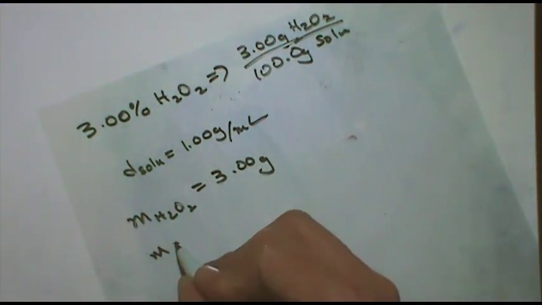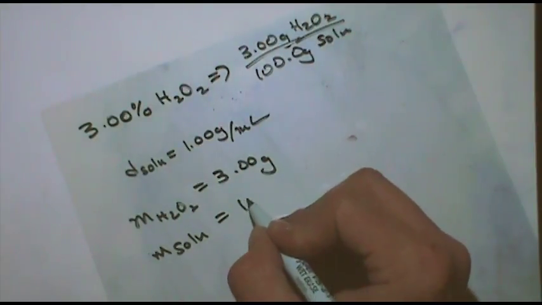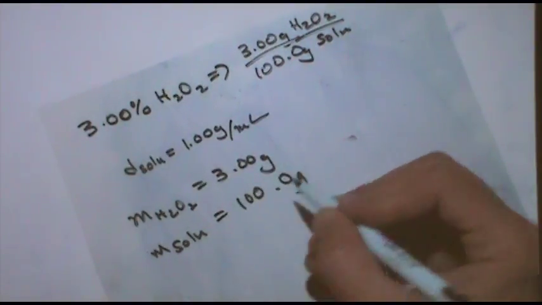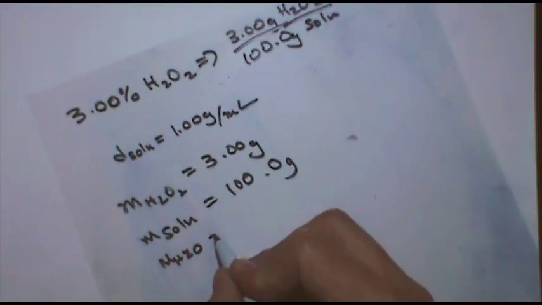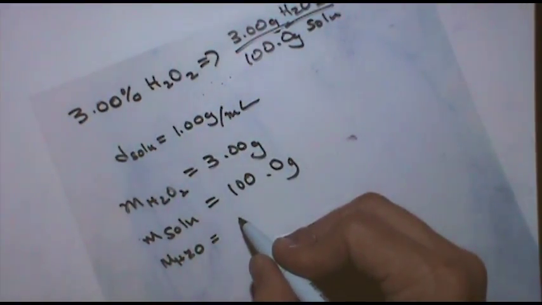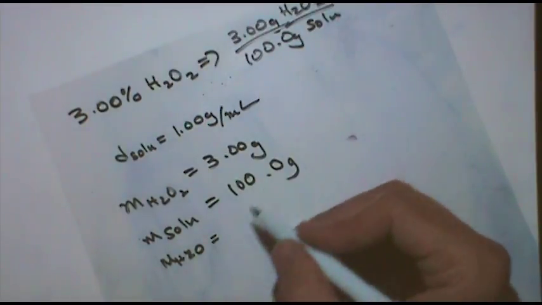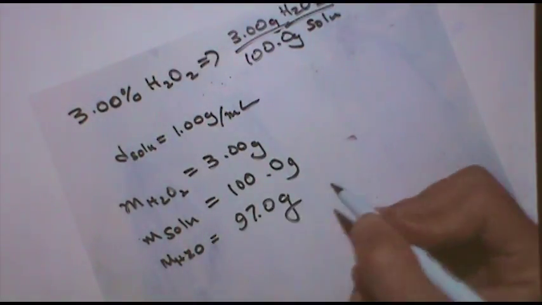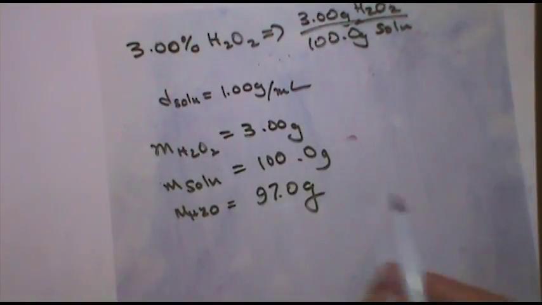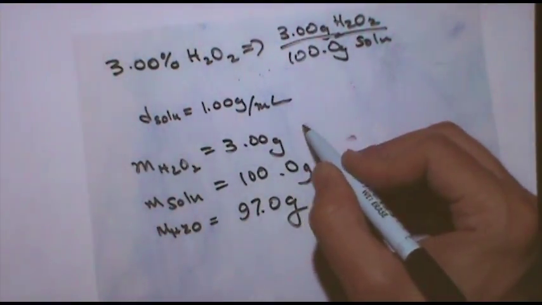I've got the mass of solution. That's 100. The mass of water would be what? Remember, the masses you can add and subtract. So 100 minus 3, 97. So the solution plus the solvent, water, equals 100. Okay, so now we need to convert these all to moles.